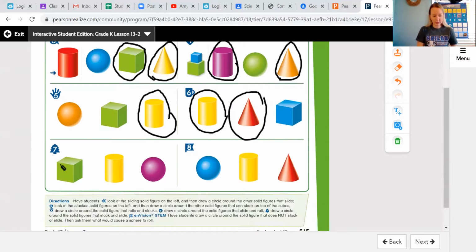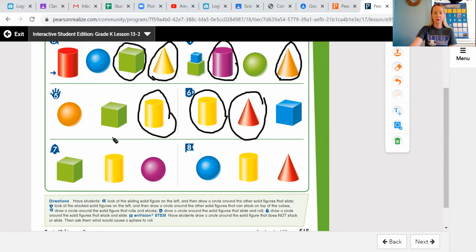All right, number 7. Let's see. Draw a circle around the solid figures that stack and slide. So we're not looking for a roll this time. We're looking for a stack and a slide. Stacking, you need to have a flat edge, and to slide, you have to have a flat edge. So we're just looking for shapes that have flat edges.